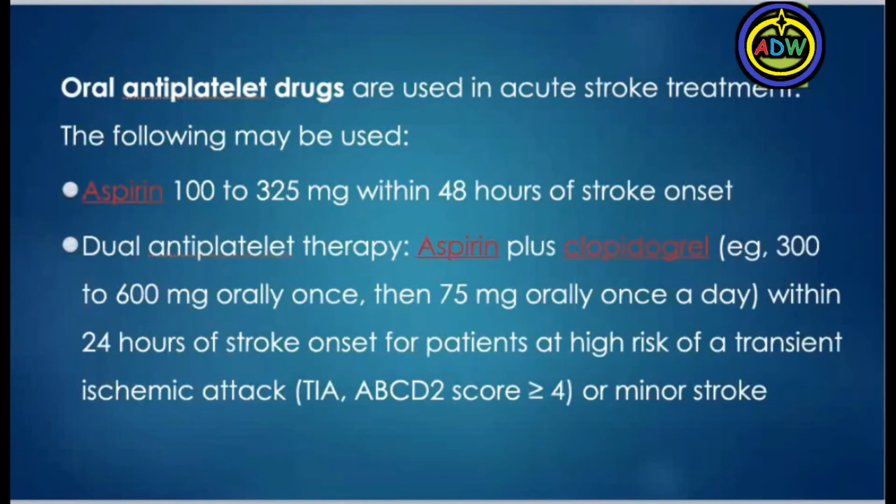So oral antiplatelet drugs can be given as treatment for acute ischemic stroke. It is aspirin or dual therapy, aspirin and clopidogrel. We can give it to patients who have a stroke, or are at high risk of transient ischemic attack. What is a transient ischemic attack? It is a condition which resembles stroke, but which is reversible. Symptoms usually resolve within an hour or less than 24 hours. And minor stroke.